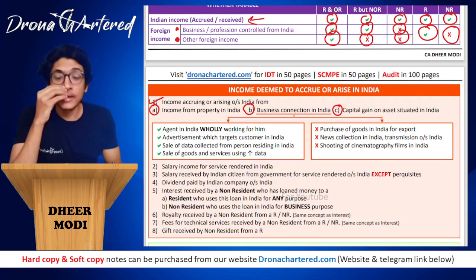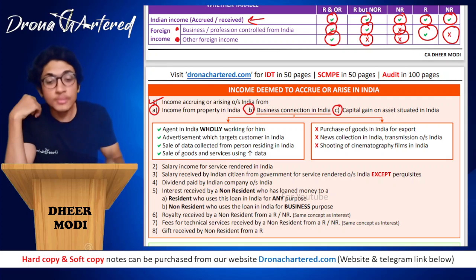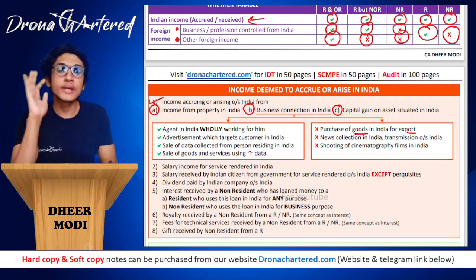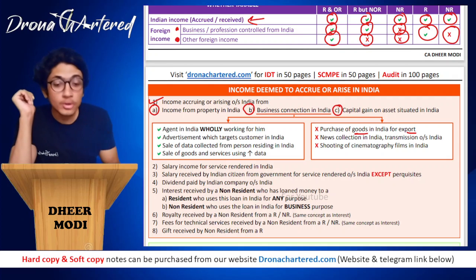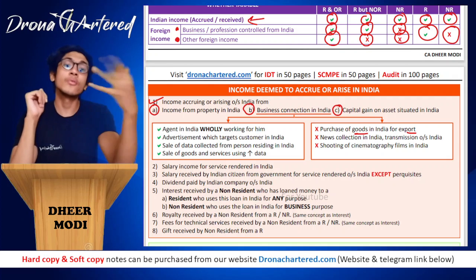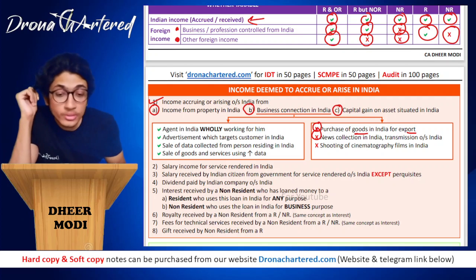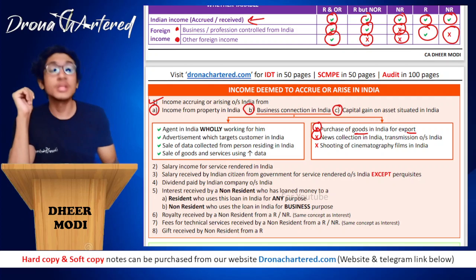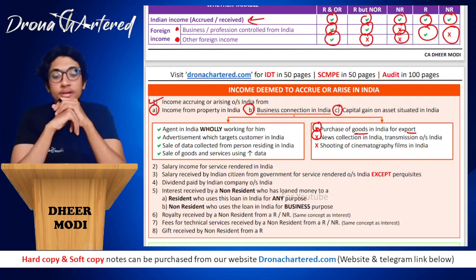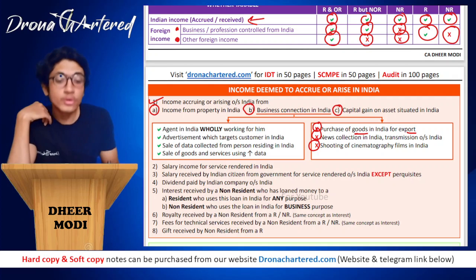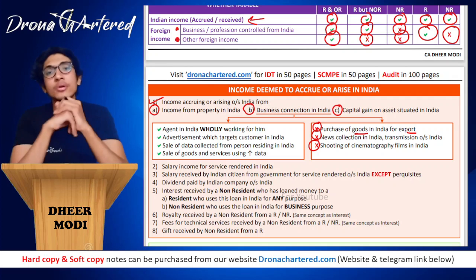These points that are marked as X mean that just because a person is purchasing goods in India for export does not mean he has a business connection in India, because he is only purchasing goods in India for the purpose of exporting only. Next, news collection in India or transmission outside India will also not be treated as business connection in India. And last is shooting for cinematography films in India, that is, anything for cinema.